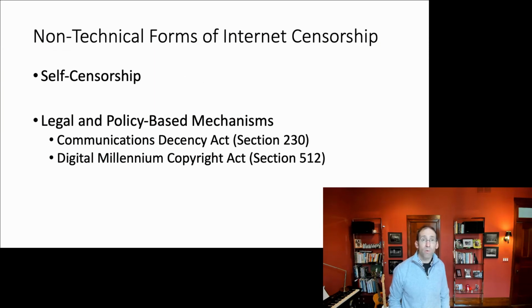There are also non-technical forms of internet censorship, including self-censorship, whereby an individual who might say or publish content decides not to say something or not to publish that content, as well as various legal and policy-based mechanisms that governments can use to prevent content from being published or disseminated. Here in the United States, a couple of laws that have come into focus in this regard are the Communications Decency Act and the Digital Millennium Copyright Act. You might wonder what copyright has to do with censorship, and we'll see later on in this course how copyright laws can actually be used and abused to remove content from the internet and effectively implement censorship in certain cases.